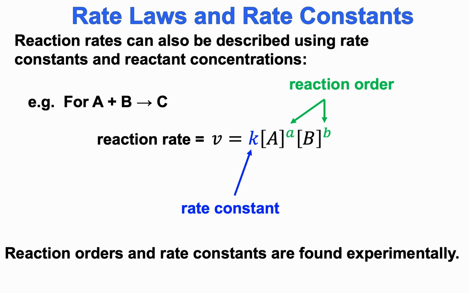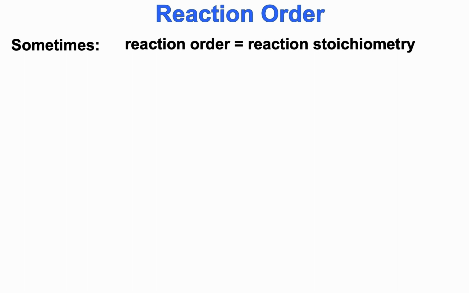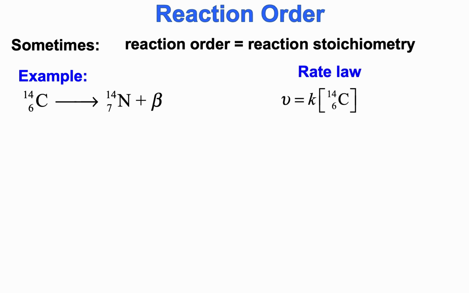So a reaction order sometimes is related to the stoichiometry of the balanced chemical equation. And as an example of this, we can look at the radioactive decay of carbon-14 to produce nitrogen-14. The rate at which this occurs depends on the concentration of the carbon isotope to the power of 1. So this would be a first-order reaction with respect to the C-14. This is a case where the reaction order equals the reaction stoichiometry.